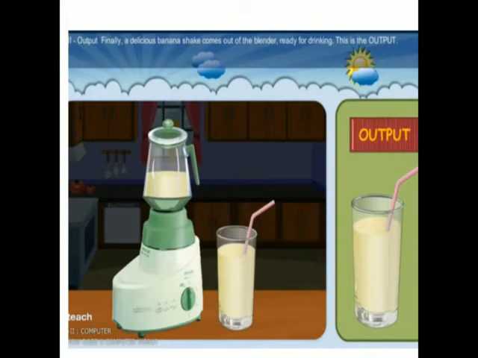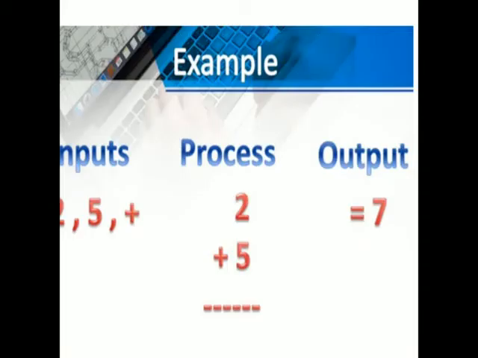So students, according to this, the computer also follows this input process output cycle, that is the IPO cycle. For example, if we want to add two numbers by the computer, then first we enter two numbers like 2 and 5. After that, we enter a mathematical operator. Like here, we want to add two numbers, so we use the plus operator. And if we want to subtract two numbers, then we use the minus operator.